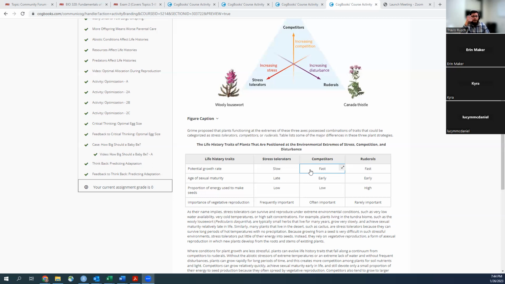So if you grow fast, you're above those plants, so you can overshadow them and make sure you get your sun. So you want to grow really quickly and reproduce as quickly as you can because you have a low probability of survival.